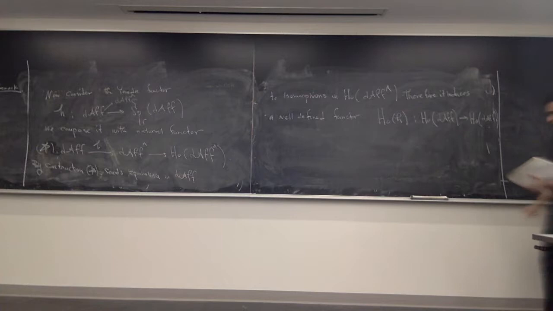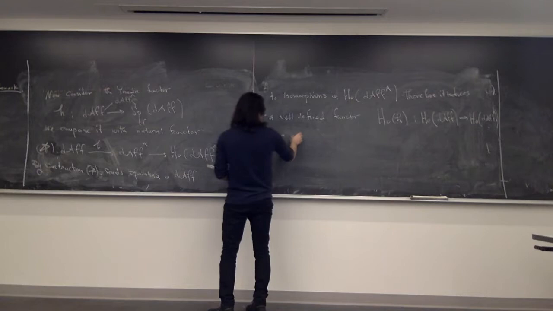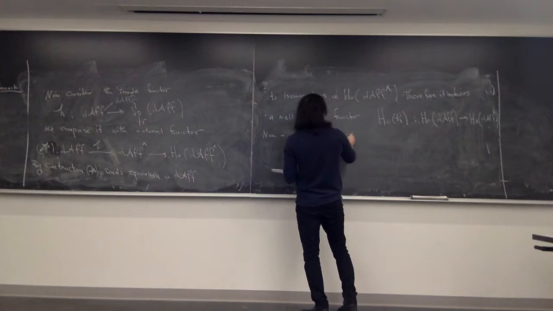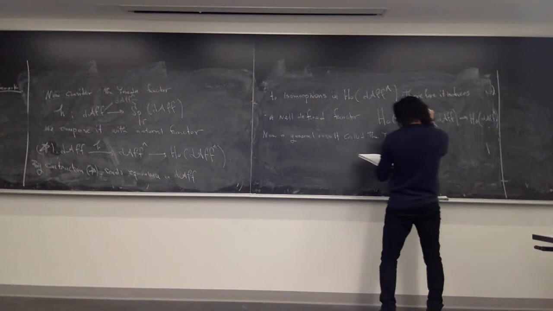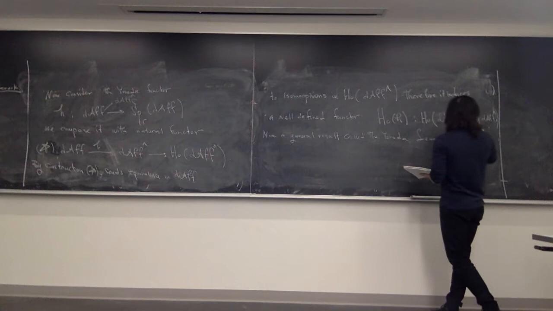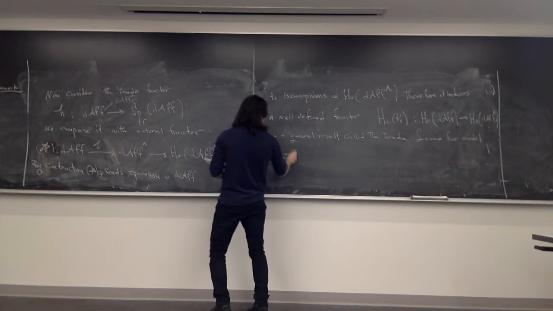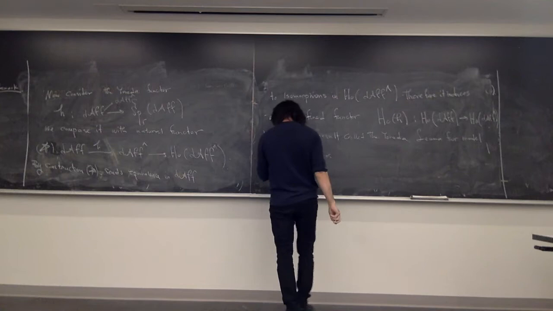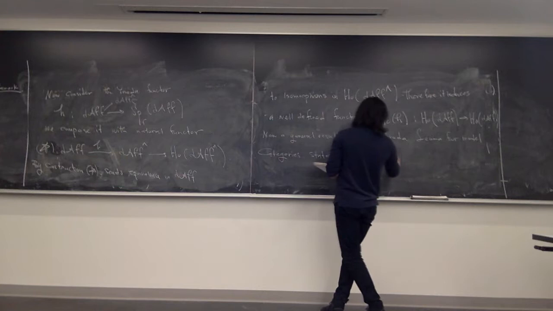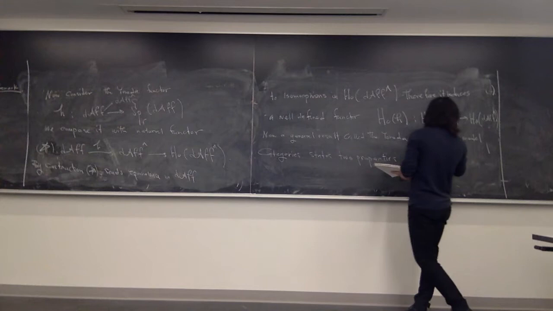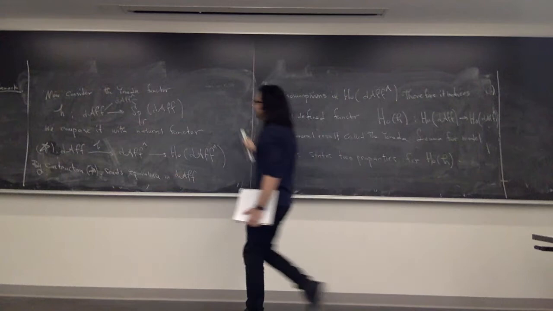Okay, and now in general, there's a result called the Yoneda lemma for model categories, which states two properties of this homotopy functor, the homotopy Yoneda functor. We are not going to prove it, but we're just going to state it.